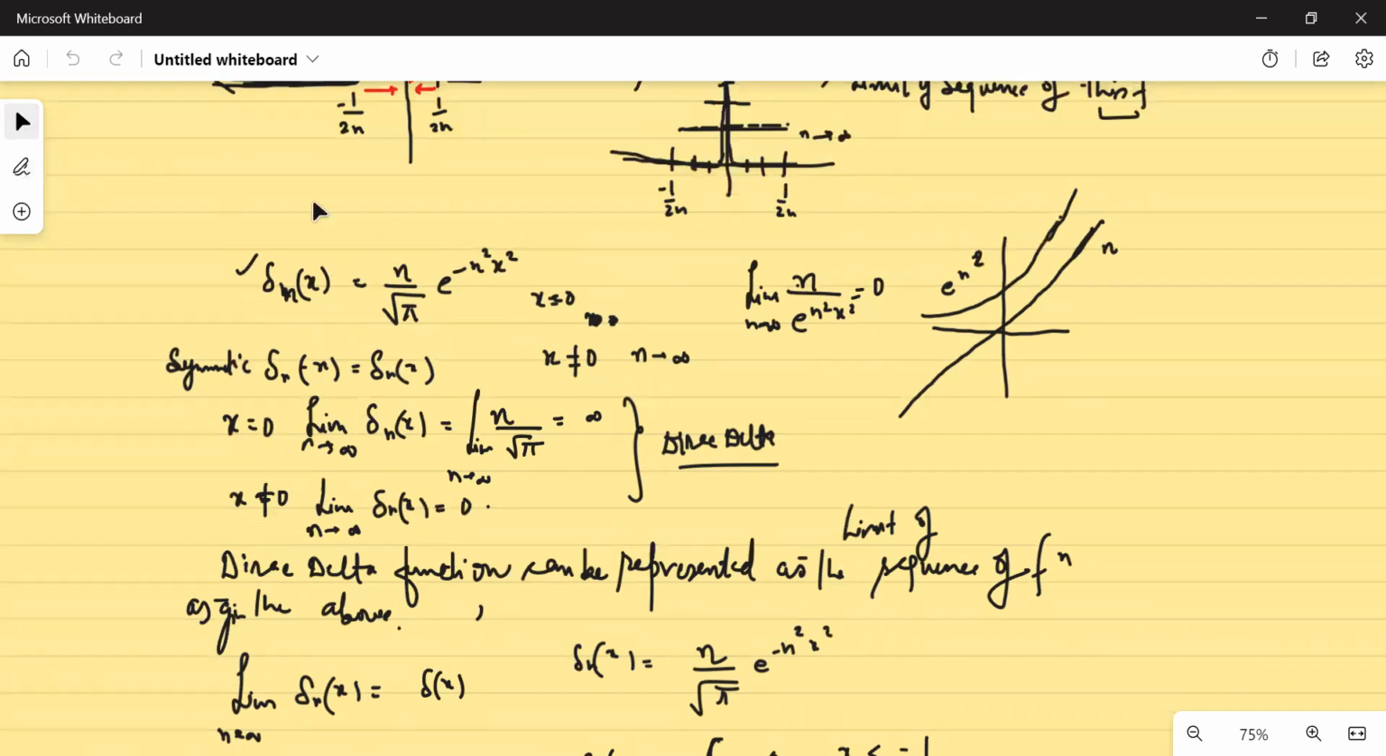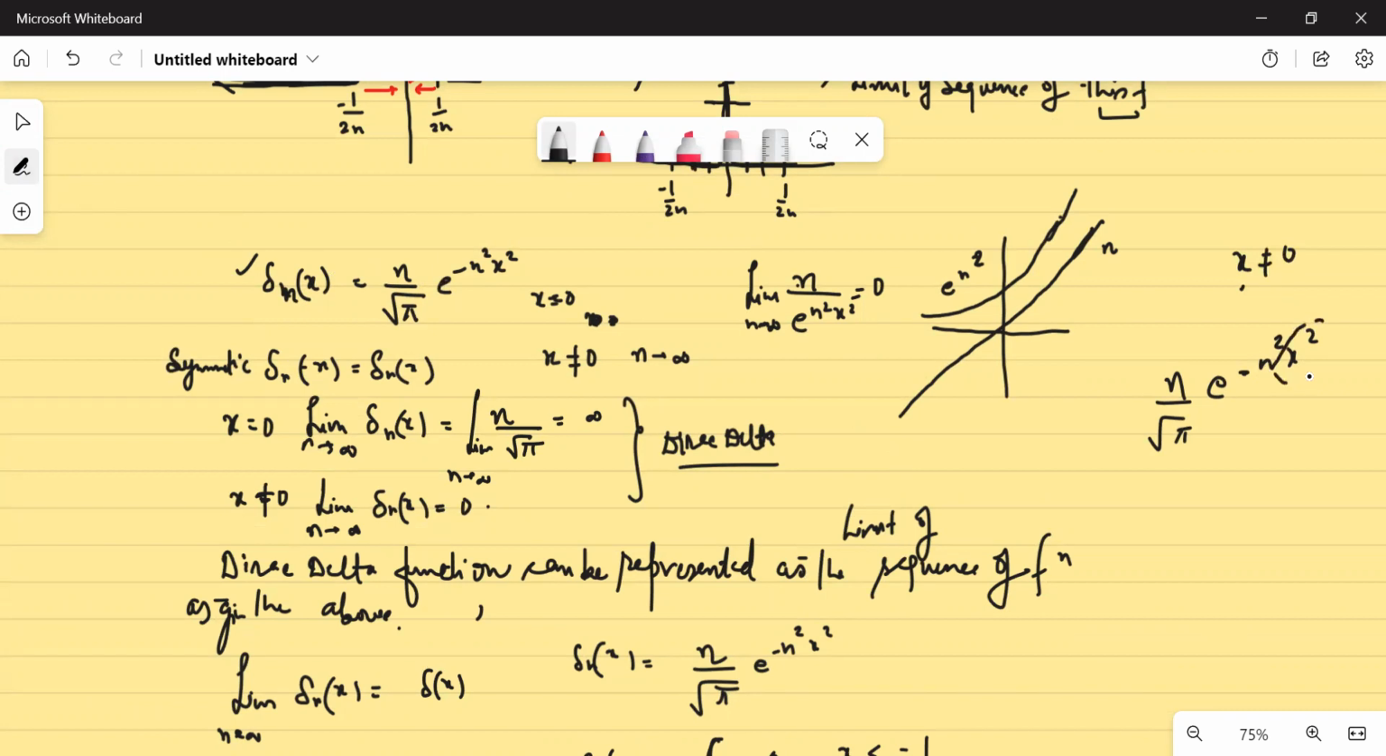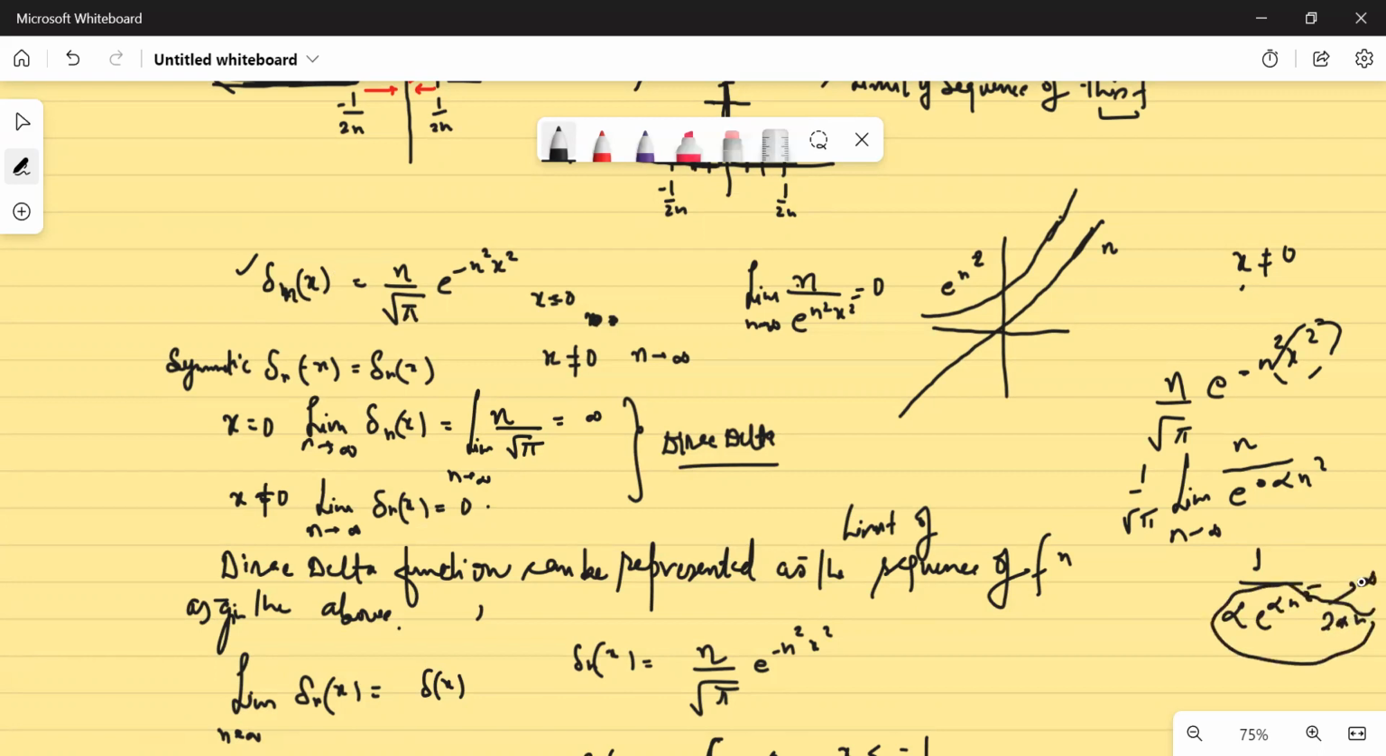You can see it in this manner also. If you're getting confused, just write n upon root pi e raised to power minus n square x square. If x is not equal to 0, then x square will be some positive term; forget about it. So you write e to power minus alpha n square, with n and 1 upon root pi. Now find the limit as n tends to infinity. This is infinite, this is infinite, so try to apply L'Hopital's rule. This is 1, this is alpha e to power alpha n square, and then you have some 2 alpha. In any case, this entire term will become very large, tending towards infinity. Overall, this entire term will tend towards 0.